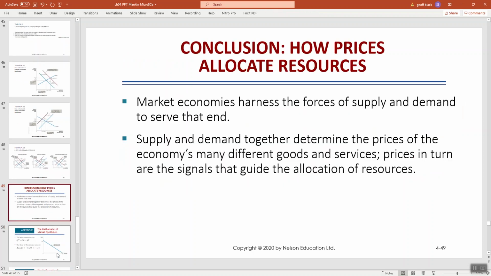Okay, so in conclusion, well, we're not actually quite done yet. Market economies harness the forces of supply and demand to serve that end. It is supply and demand together that determine the prices of an economy's many different goods and services. Prices, in turn, are the signals that allocate resources. Okay, that was kind of like the whole point of this lecture.